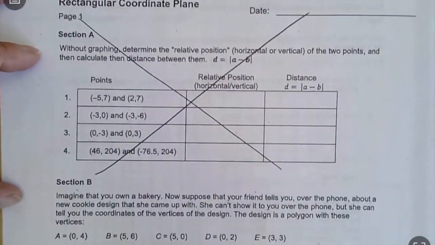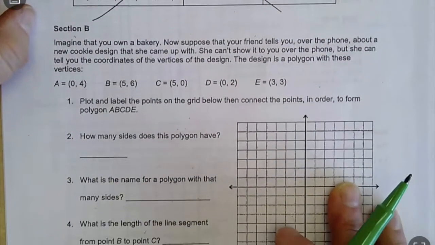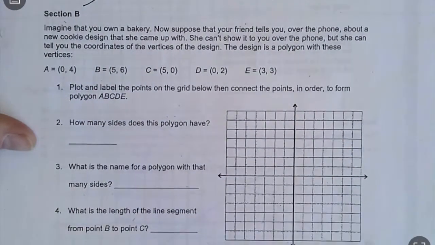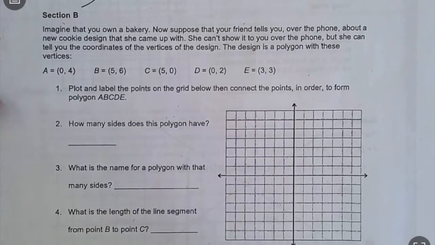As we skip down to section B, the first thing we're going to do is read this and plot these points. So imagine that you own a bakery. Now suppose that your friend tells you over the phone about a new cookie design she came up with. She can't show it to you over the phone, but she can tell you the coordinates of the vertices of the design. The design is a polygon with these vertices.